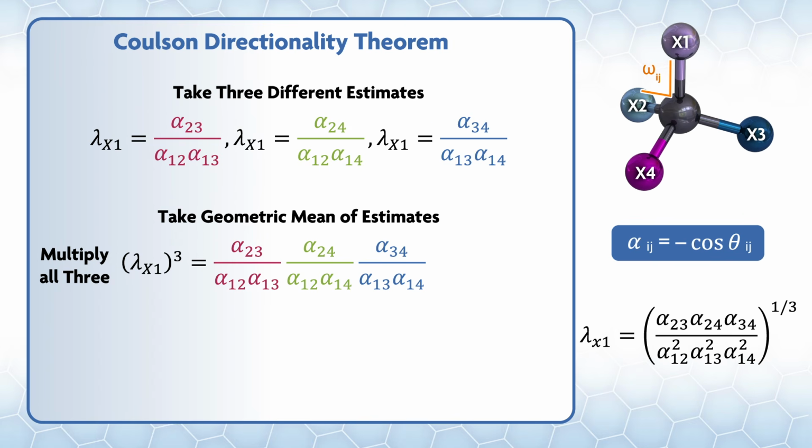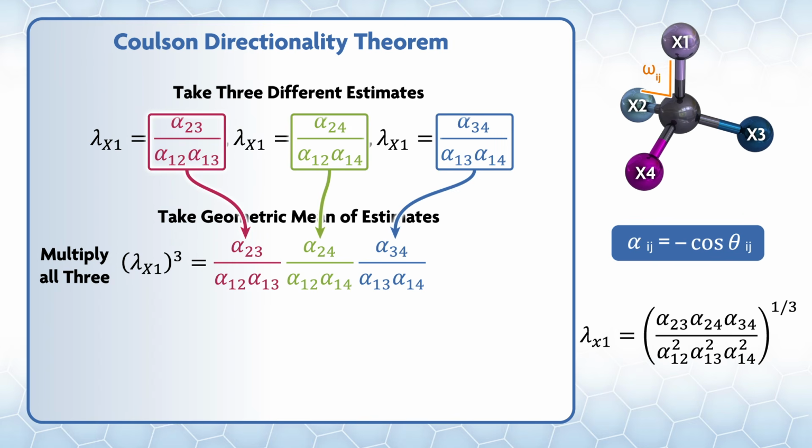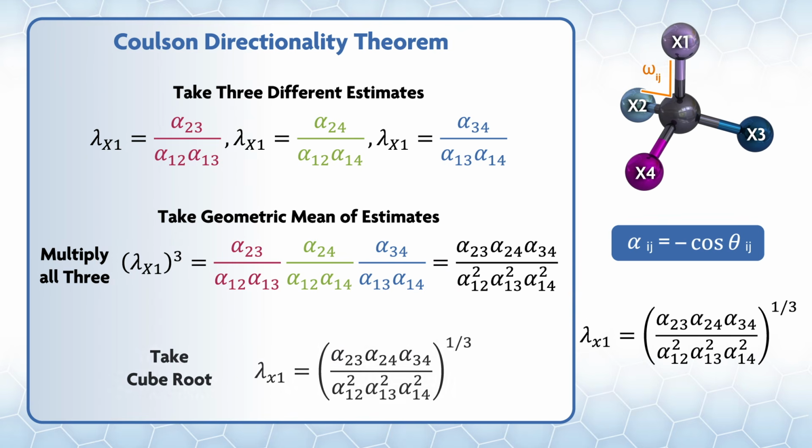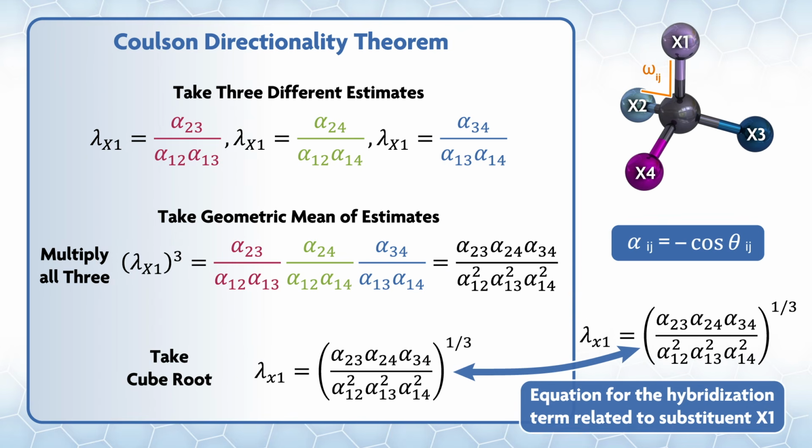The 3 estimates are then this. Multiplying all 3 gives this, and taking the cube root to get the mean gives the equation for the hybridization term related to the substituent x1.